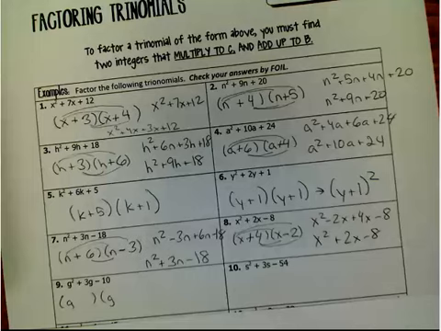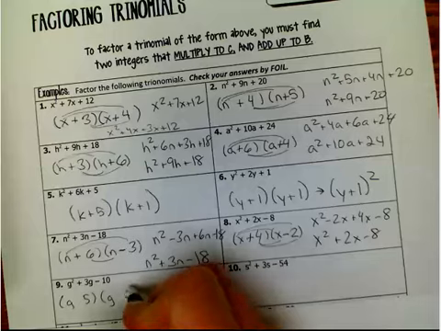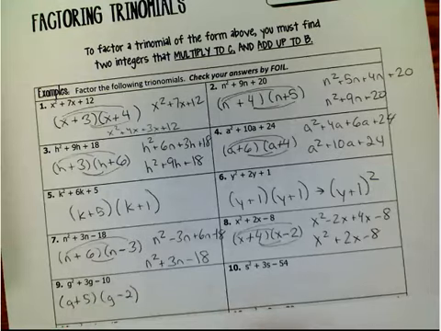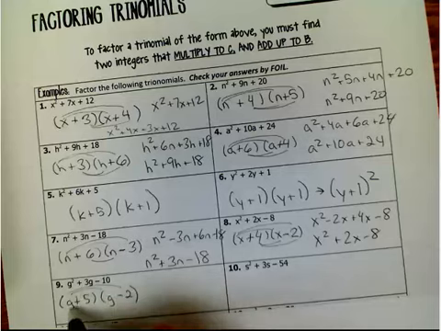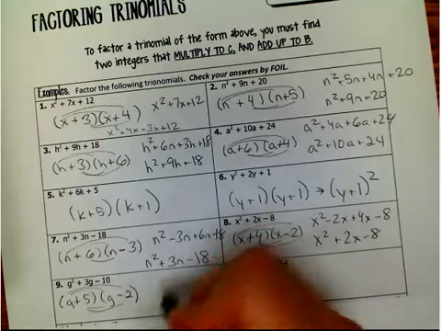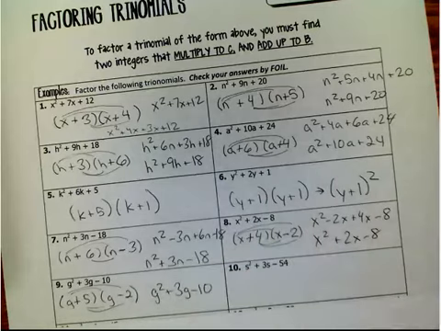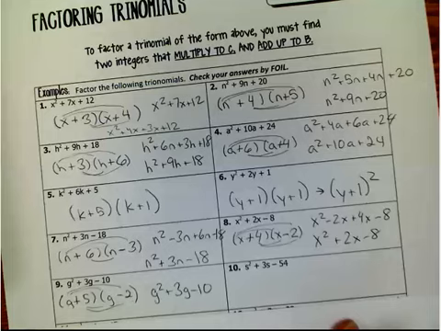Well, 5 and 2 are looking pretty good for the numbers that I'm going to use. And so then I want to think, well, if I want to end up with a positive 3, it would make sense to do a positive 5 and a negative 2. So if I have 5 times negative 2, that gives me negative 10. 5g minus a 2g is 3g. And then if I go through and I do my FOIL again, you're going to end up with g squared plus 3g minus 10.